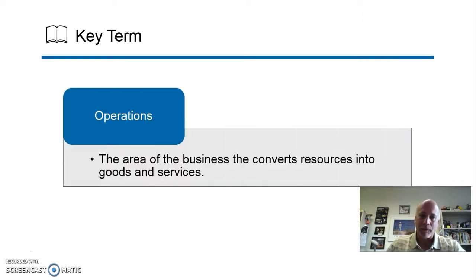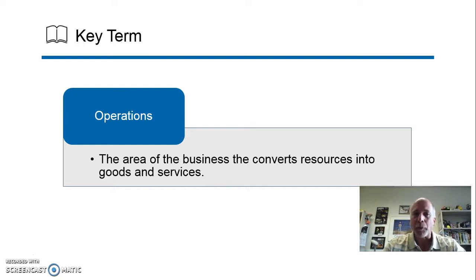The second function is the operations area, and this is the area of the business that converts resources into the goods or services that it sells. For example, if I'm in a manufacturing environment and we manufacture motorcycles, well, then what I'm going to do is buy steel and plastic and gauges and tires and brake pads, etc. And in my operations area, I'm going to convert those resources into the different type of motorcycles that I sell.